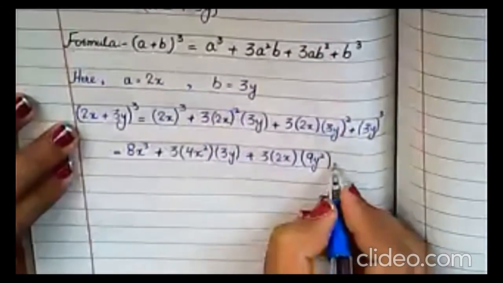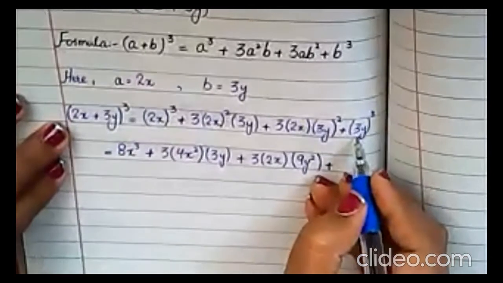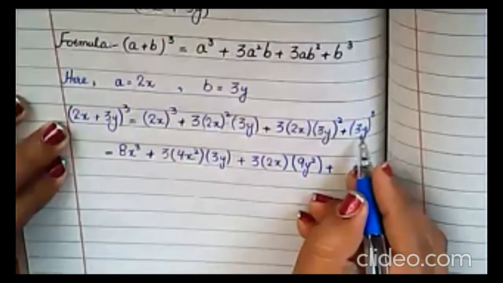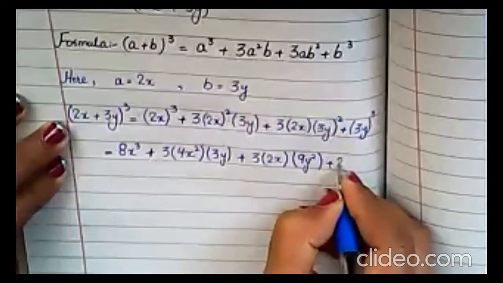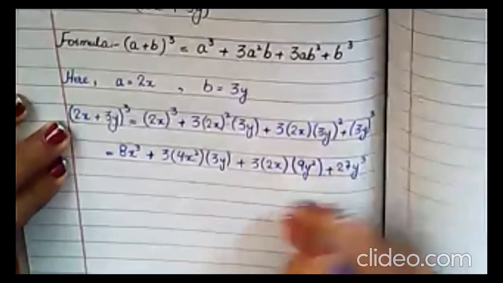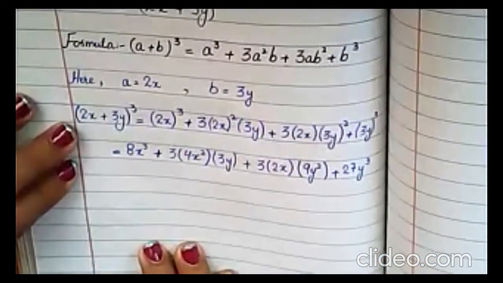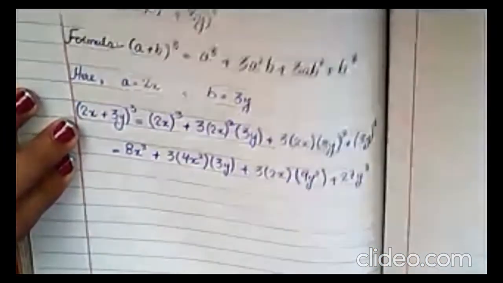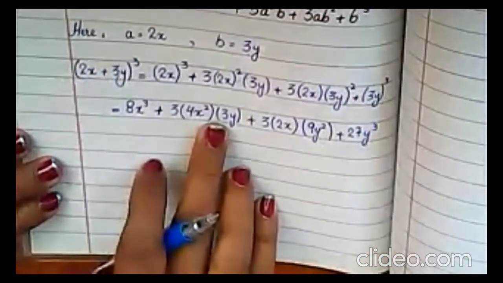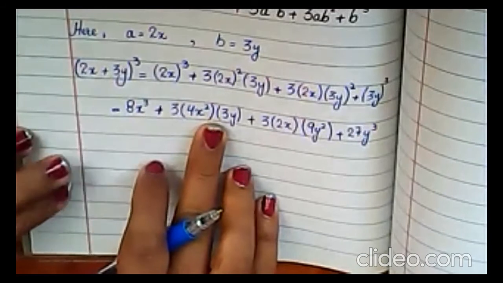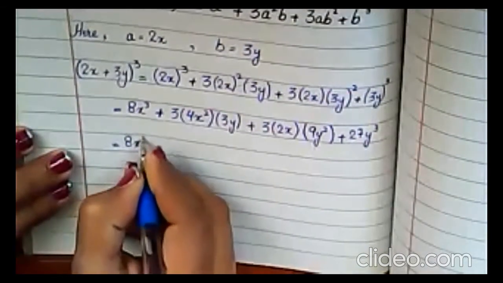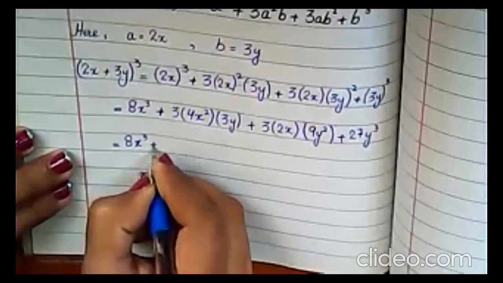Now, here you have to take the cube of 3. Now, the cube of 3 will be 27. 3 multiplied by 3 is 9. 9 multiplied by 3 is 27y cube. Okay, clear? Good. Now, next what you have to do, you have to multiply these brackets. Okay. How will you multiply it? Simply you will write here 8x cube plus.